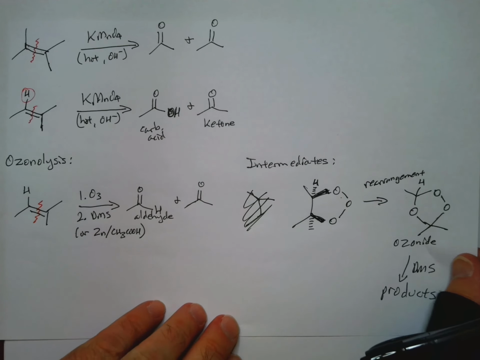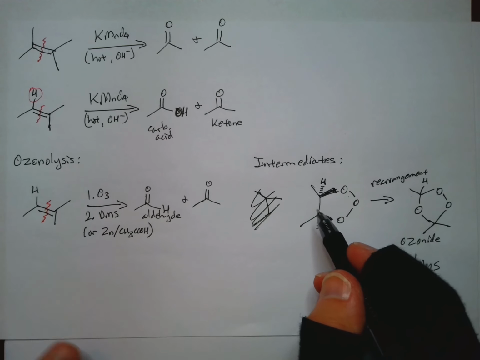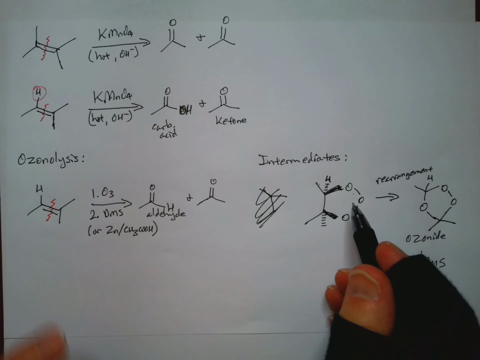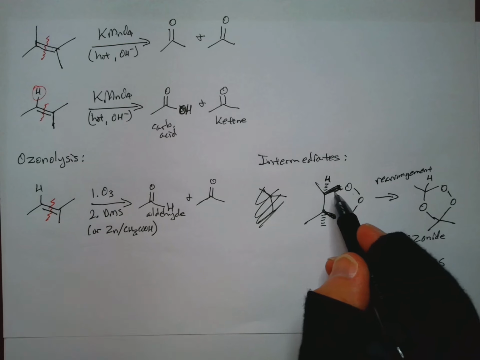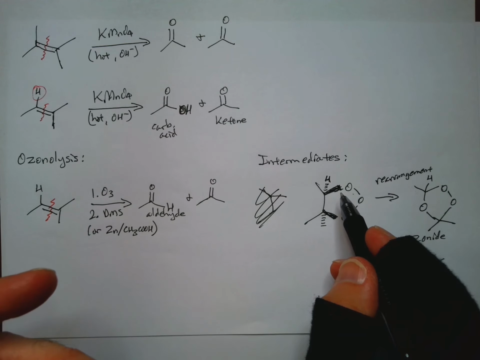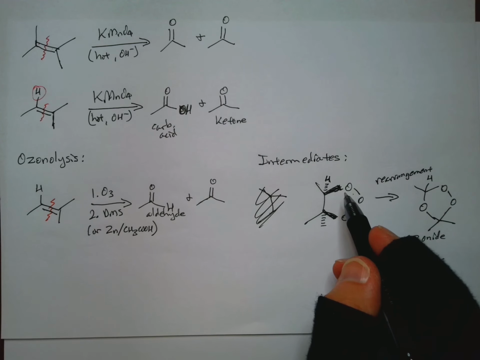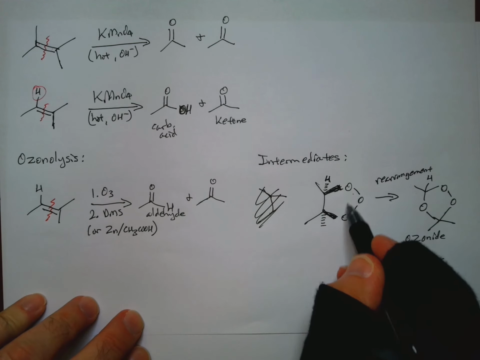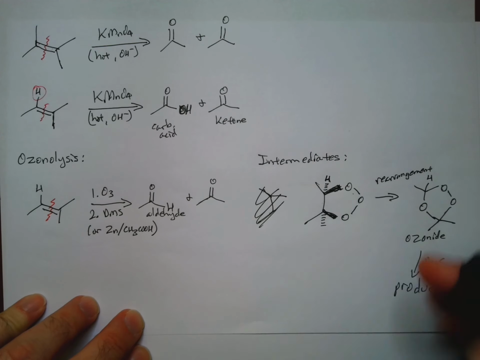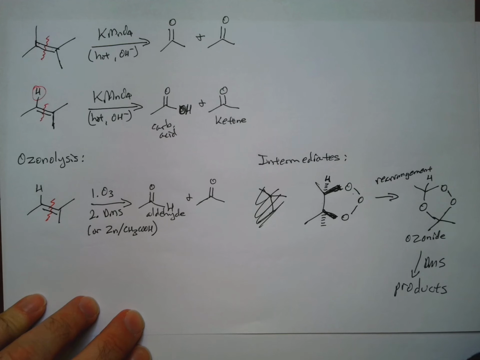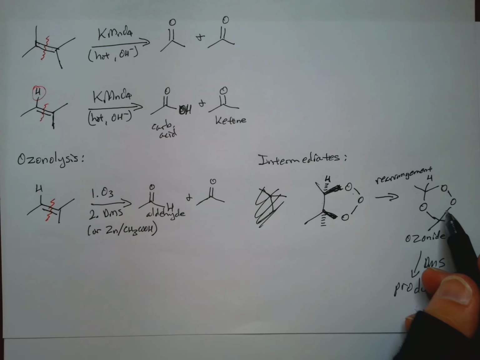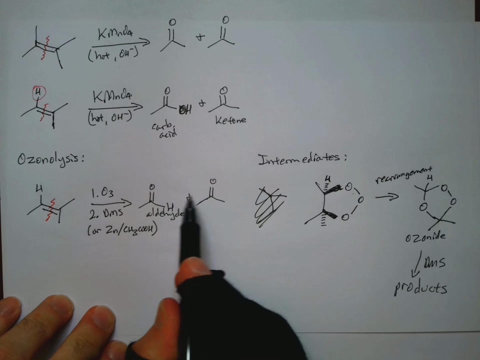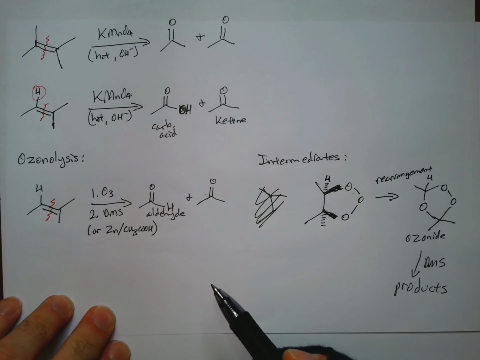Again, this mechanism I'm not going to hold you responsible for, but I want you to understand what's going on and see the similarities. You're doing the syn addition like we did with the hydroxylation with permanganate or with osmium tetroxide, adding the two oxygens to the same face of our carbon-carbon double bond. Then we get this rearrangement, and then this will fall apart and give us our two carbonyl species.